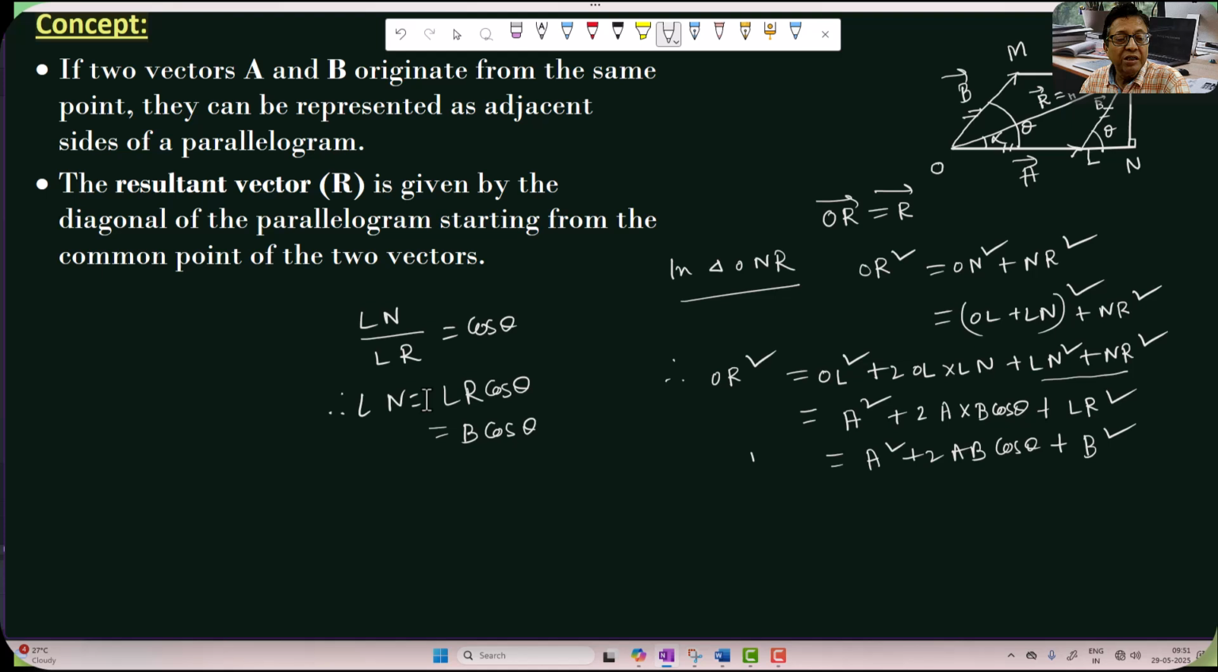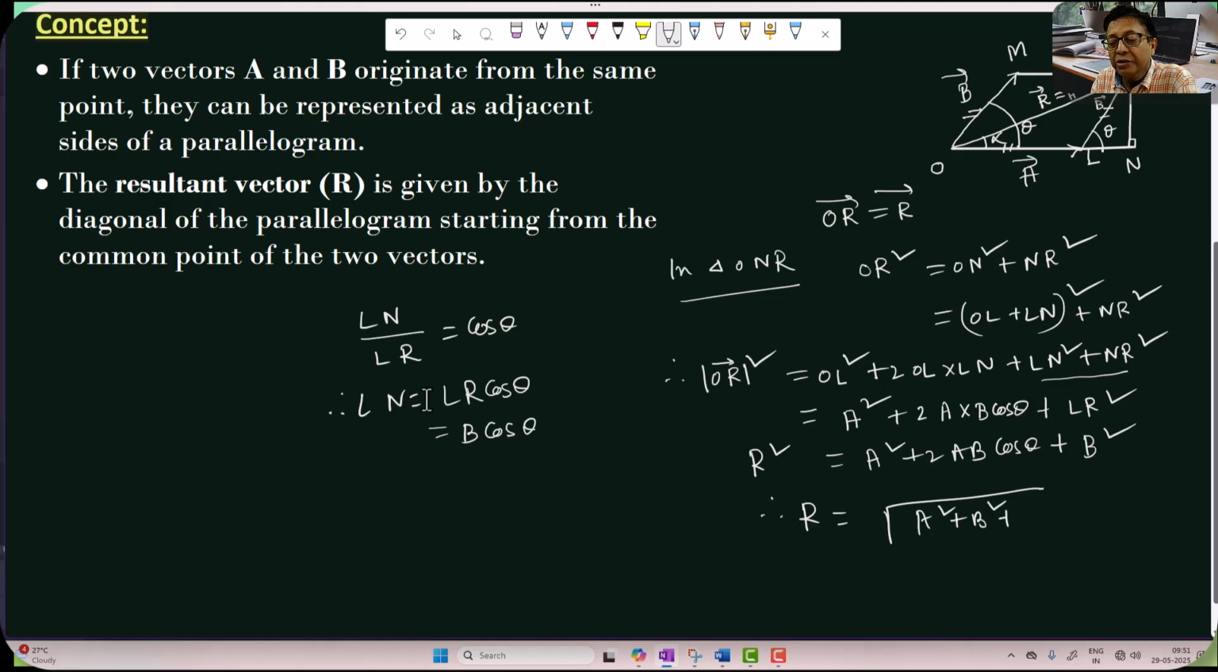So we got the resultant, its value OR, or R square. OR vector, its square means here it is R square, OR modulus. So R square is this. So resultant is what? Under root A square plus B square plus 2AB cos theta. Now what's the angle made by the resultant with x-axis? That also we are going to find.